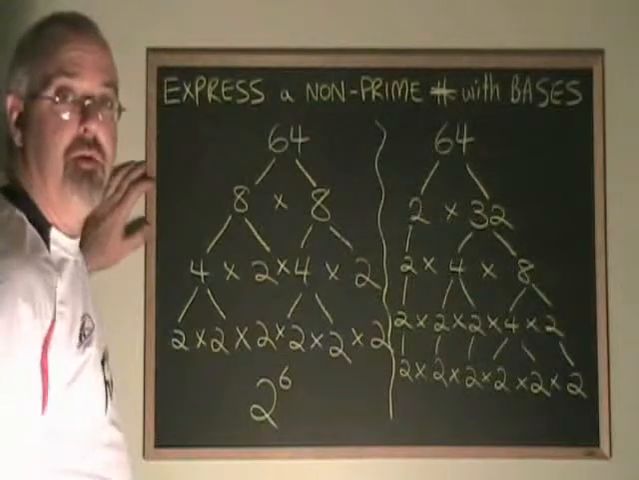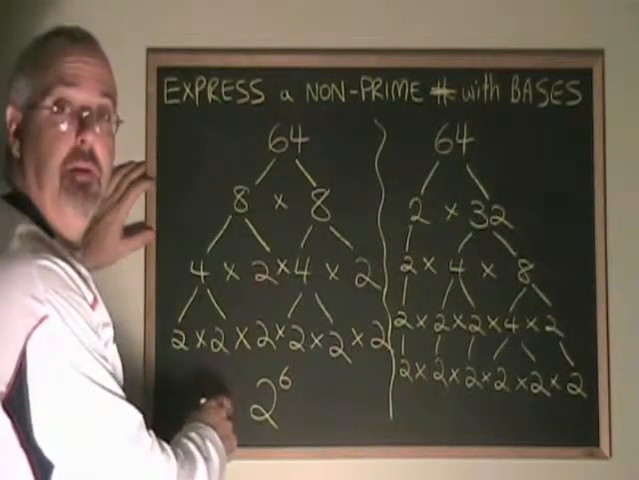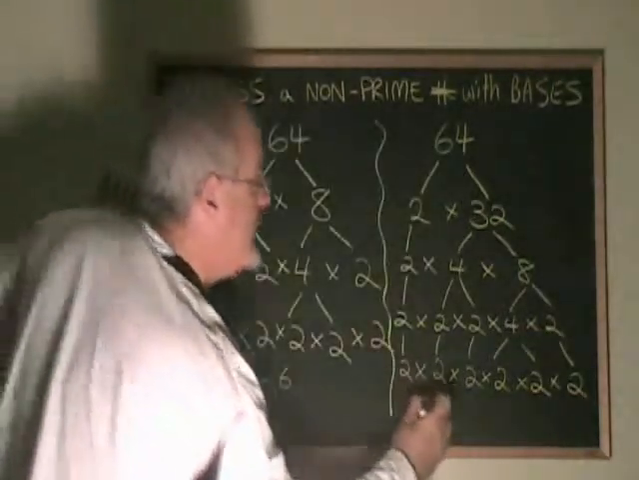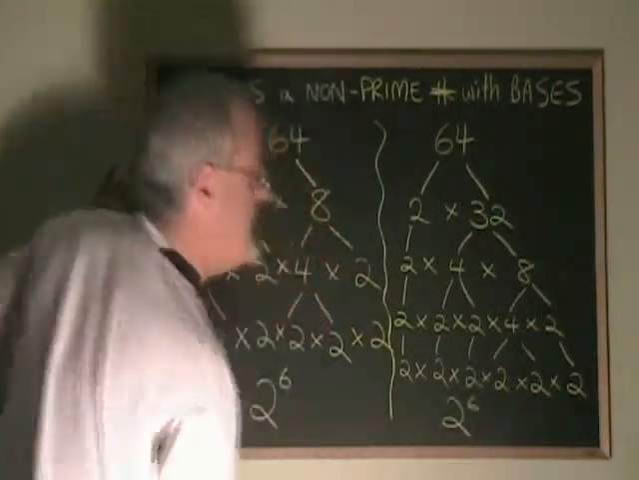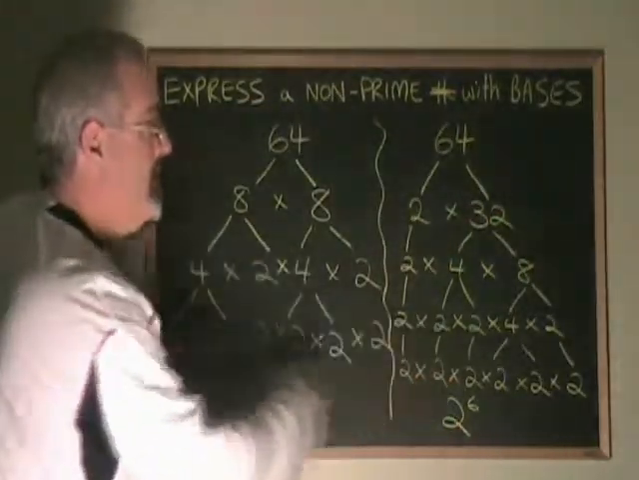We end up with the same result. We have 6 2's lined up along the bottom, so expressed as its simplest base to an exponent, 64 is still 2 to the power of 6. It doesn't matter which numbers we use when we start. We will always end up with the same result.